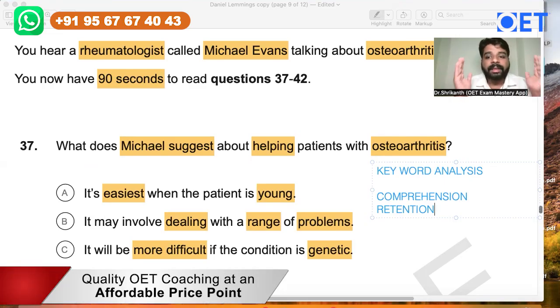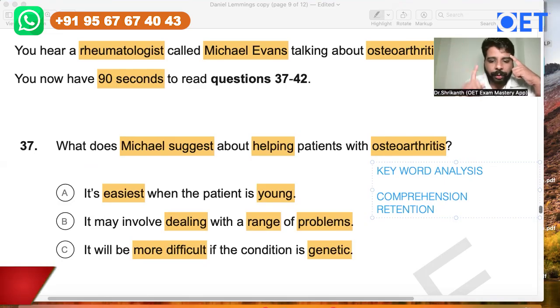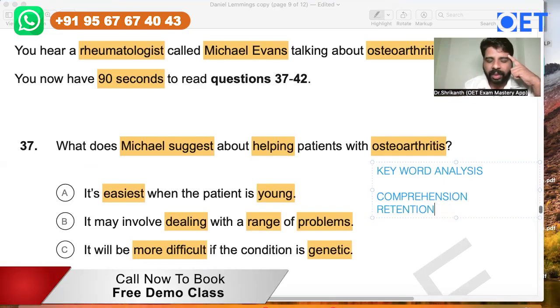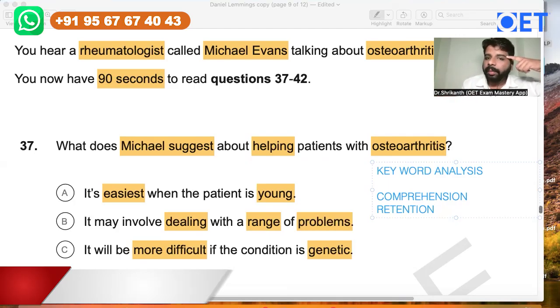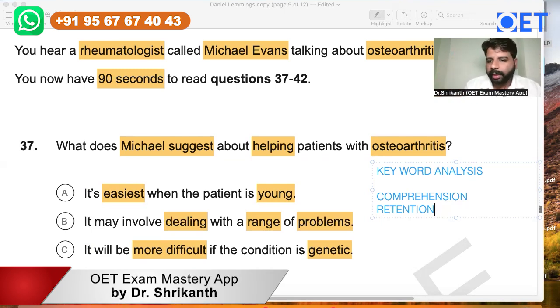Okay, this should be registered into your memory. That is what we call retention, that is, retain the memory of the question. So that when you're listening to the audio, your mind will tell you, okay, my duty is to find the suggestion about helping patients. What is the person saying about helping patients? That memory should be there. Only if that memory is there will you be able to pinpoint the correct answer.